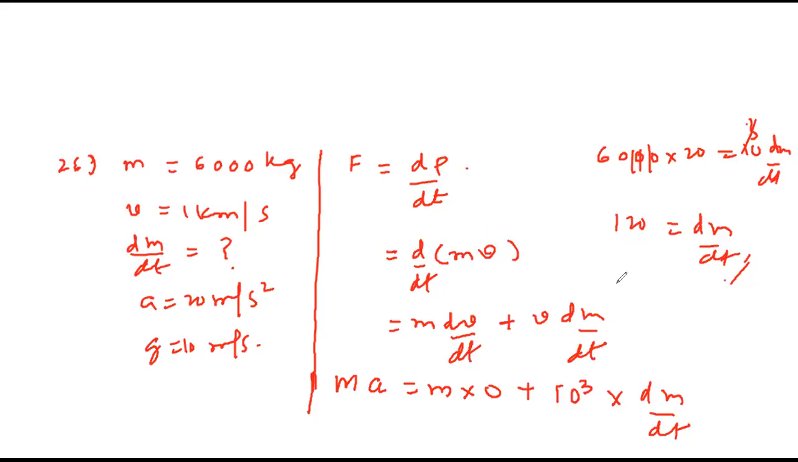One mistake I did. This acceleration is not just a, it will be a plus g, no? When it is moving up against gravity, a plus g you have to write. A plus g will become 30, so 180. Very important, because they have said take this gravity. You can't neglect this.